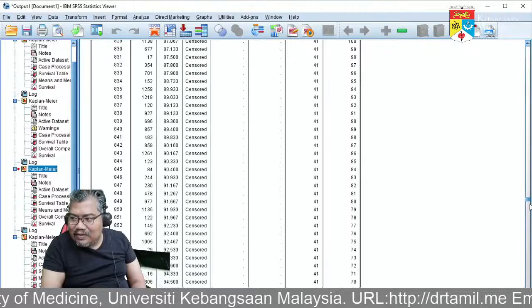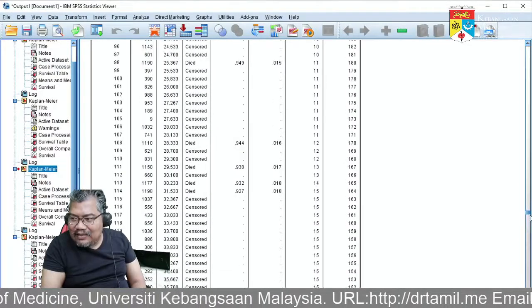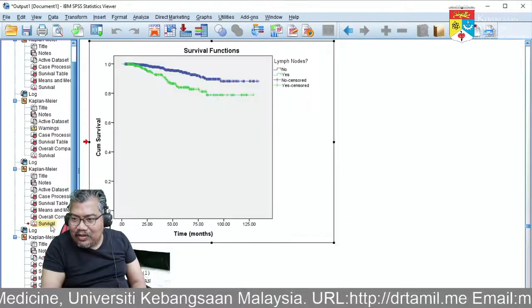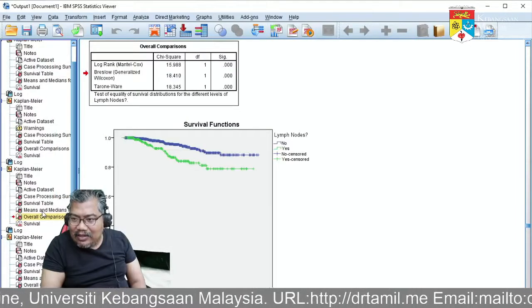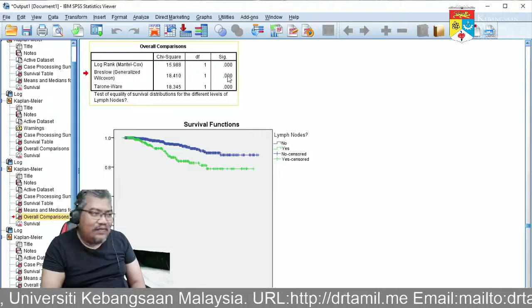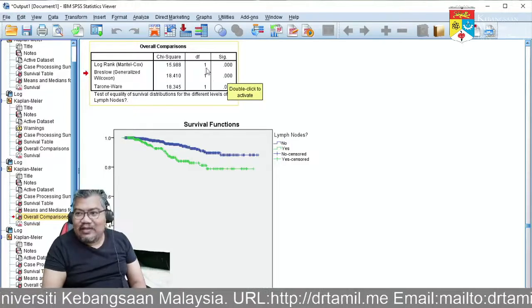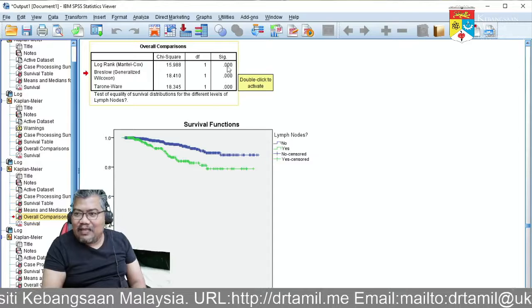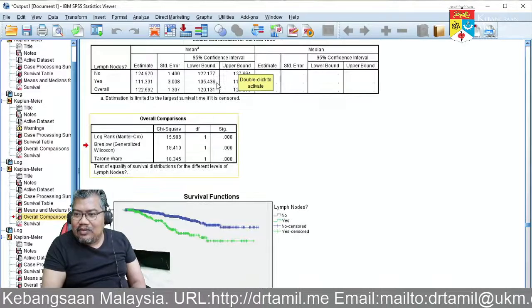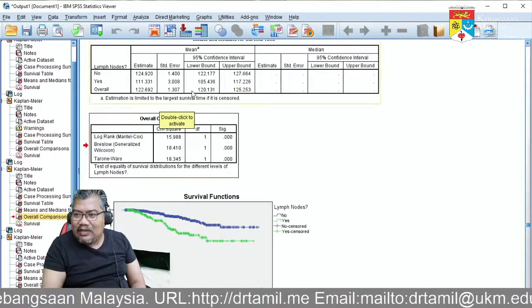The difference was significant. Those with lymph node die faster compared to those without lymph node. And you can look at the overall comparison. It is very, very significant. So you can see the values here. Okay. So that is how we look at it.